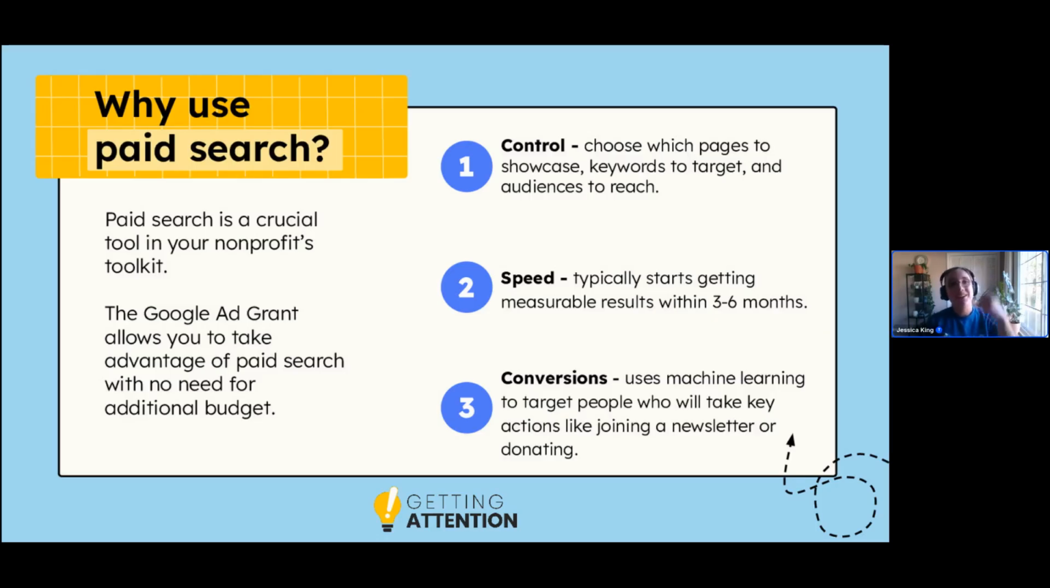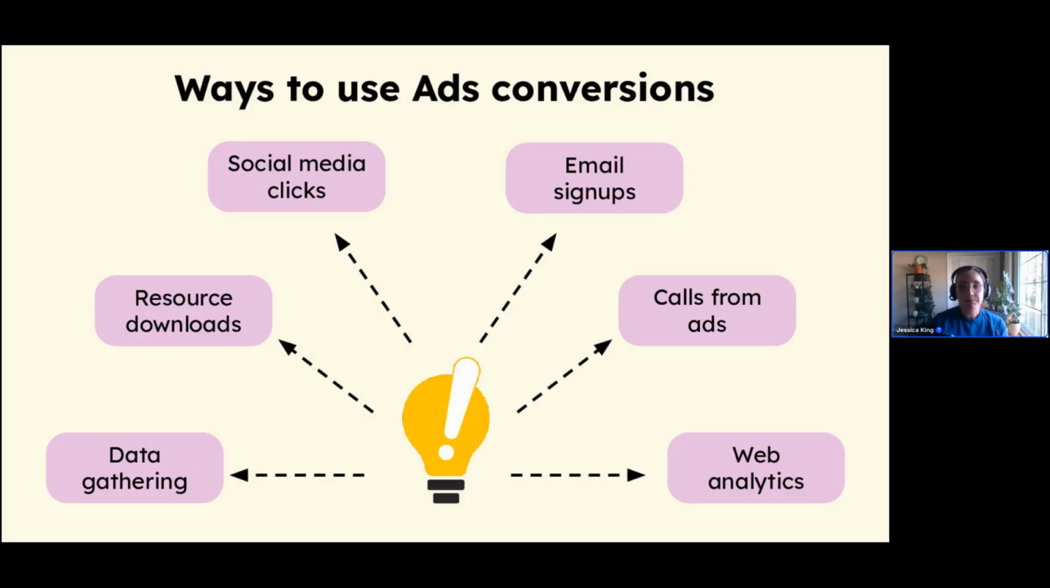And then to connect it back to the Google Ad Grant, the reason to use that is that the Google Ad Grant gives you that $10,000 per month budget without you having to come up with it out of pocket. So it's a cool way to diversify your marketing toolkit.